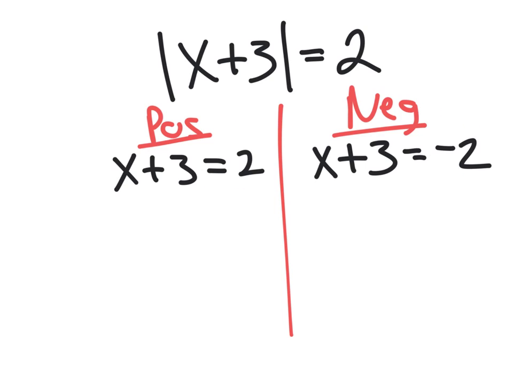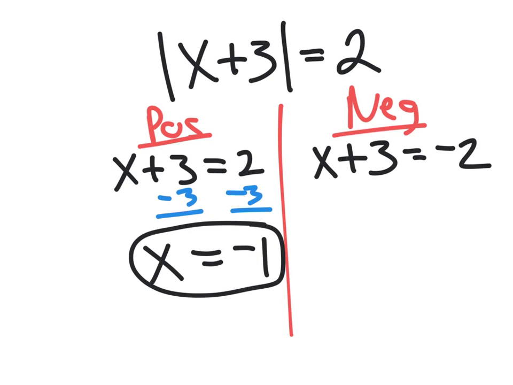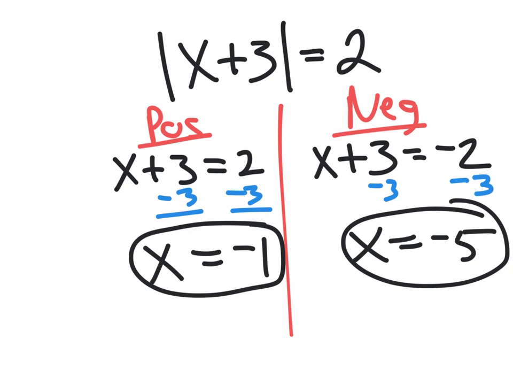On the left side, I'm going to get rid of the plus 3 by subtracting 3 and subtracting 3. So my final answer, the x comes down, the equal sign comes down, I get negative 1 as an actual answer. And on the other side, if I subtract 3 and subtract 3, I'll end up with x equals negative 5, and that's another answer. Now you could go and check these. You could double check them by plugging in negative 1 right here, working it out. It does give you 2. Plugging in negative 5 right here, working it out. It does give you 2 also. So both of those are your answers.